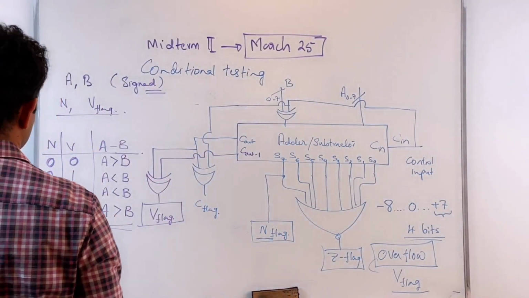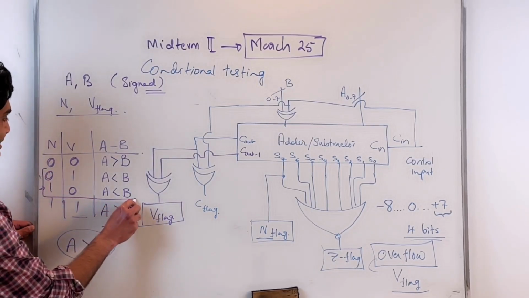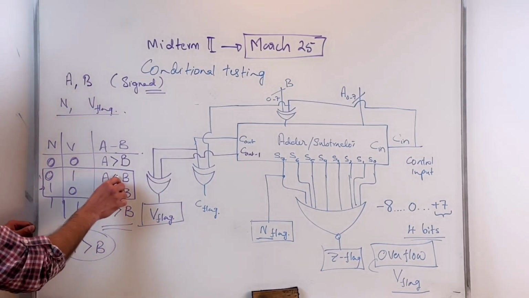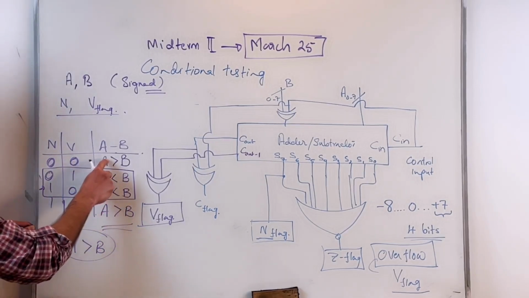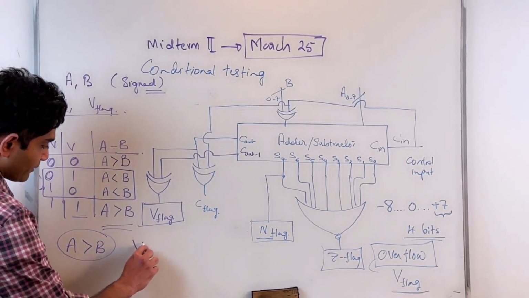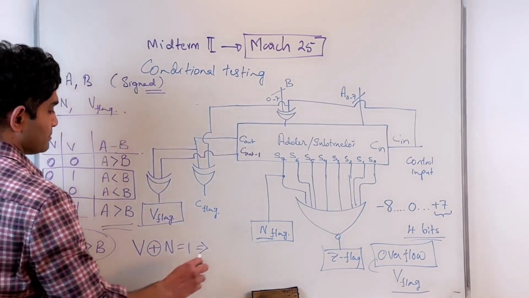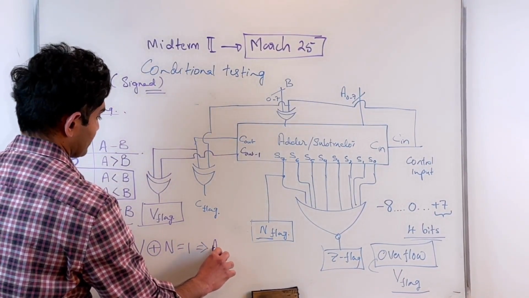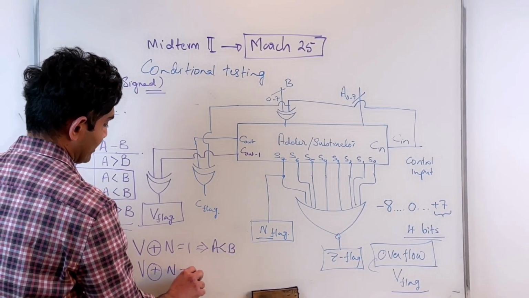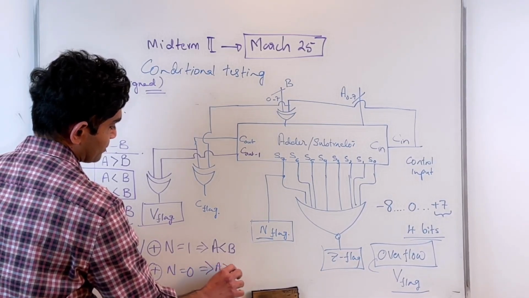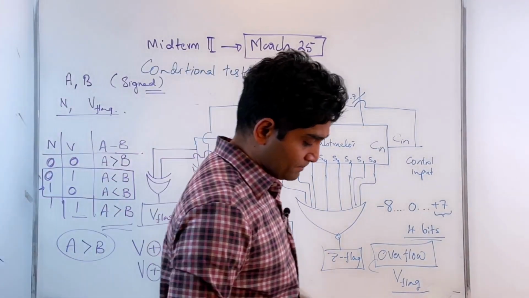Okay, V XOR N, right? Because when V XOR N is 1 or true, I can say that A is less than B, right? 0, 1, 1, 0, 0, 0, 1, 1 gives me A larger than B. So in other words, I should be looking at V XOR N. If that is 1, that indicates that A is less than B. V exclusive OR N is 0 indicates A larger than B. Right? From this table, I can make that call.